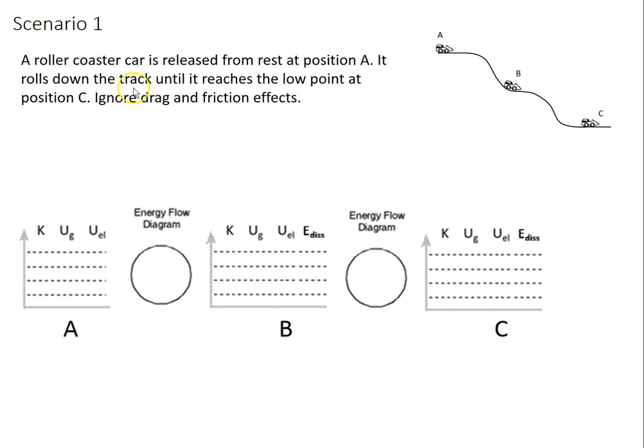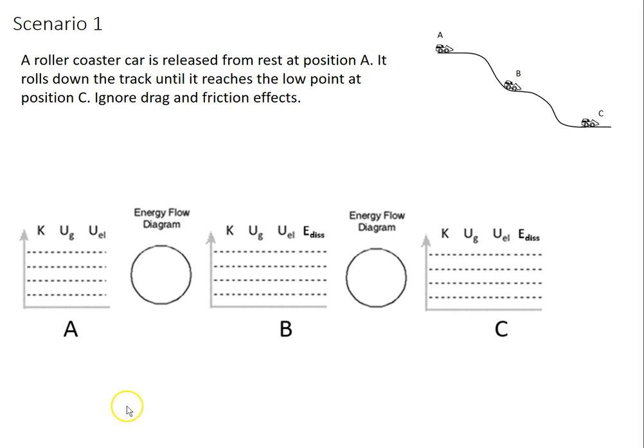A car is released from rest, so we know that at A it has no motion. And then, although I should have made it more obvious, it's on its own because of the slope. It begins to move. At B it's halfway down and moving. And at C, it's all the way down to its low point and moving at its fastest. And we are supposed to ignore drag and friction effects.